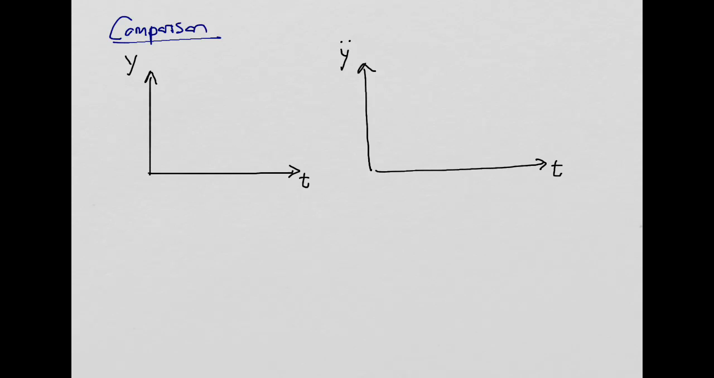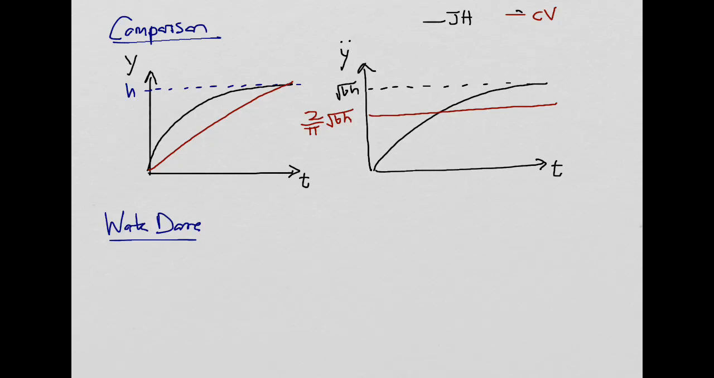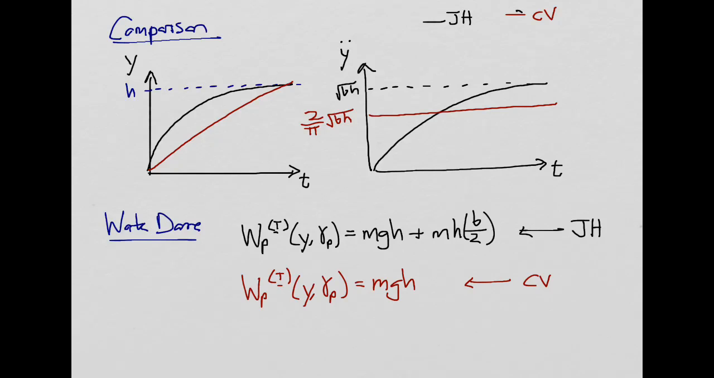All right, let's make a comparison between these two hoists. We've got our jerk hoist and we've got our constant velocity hoist. So we'll put our jerk hoist in black, and we'll put our constant velocity in red. So let's make our comparison between the work done in each of these hoists.